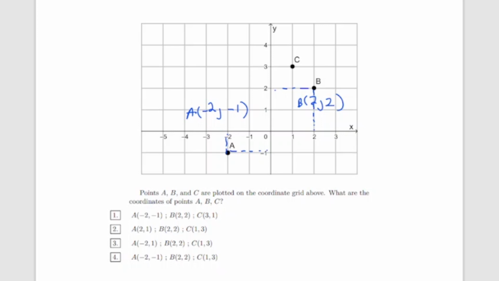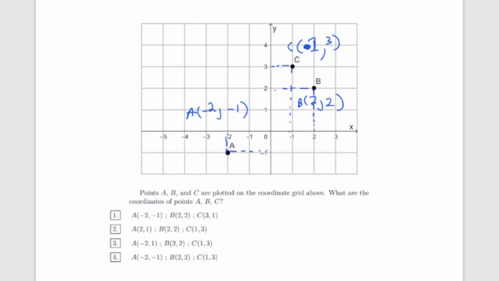And for C, if we just draw a line from C, we go to -1. Oh, sorry, we have 1. This is not -1, this is 1. My bad, I read it wrong. So we have 1 here for C, and we go up to 3 here for the y coordinate. So we're looking for the answer choice with these coordinates.